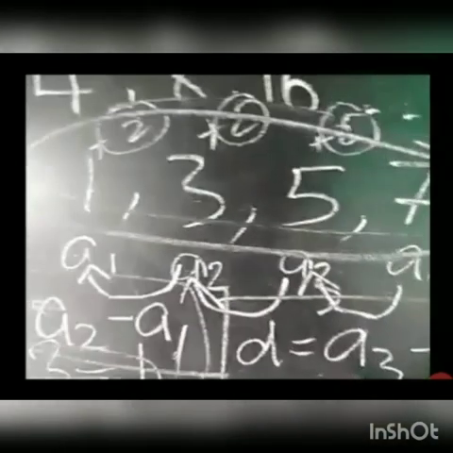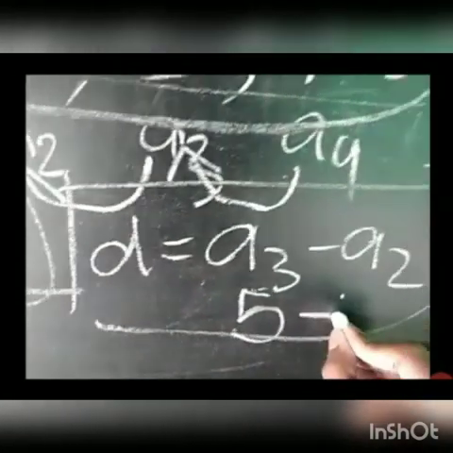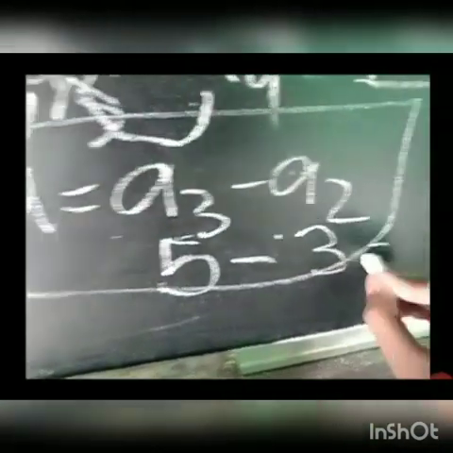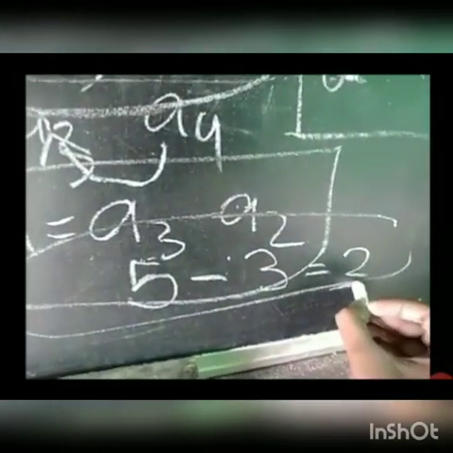What is A3 in the sequence? 5. So in place of A3, I will write 5 minus A2, which is 3. What is 5 minus 3? Again we are going to get 2. Since we are getting the same common difference, in this also we got common difference as 2.